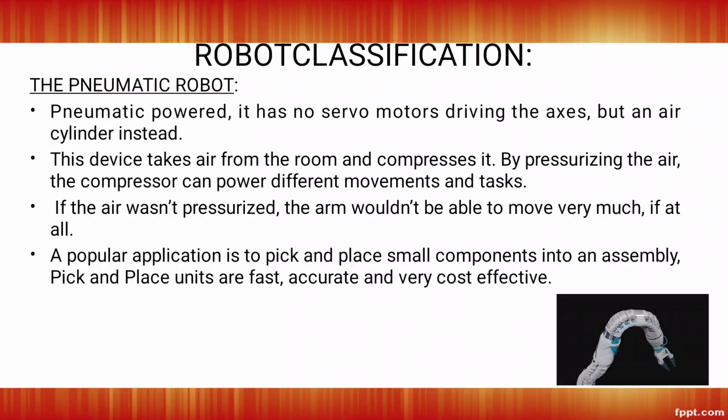First one is classification of robot. First, pneumatic robot. Pneumatic powered. It has no servo motor driving the axis but an air cylinder instead. The device takes air from the room and compresses it by pressurizing the air. The compressor can power different movements and tasks.